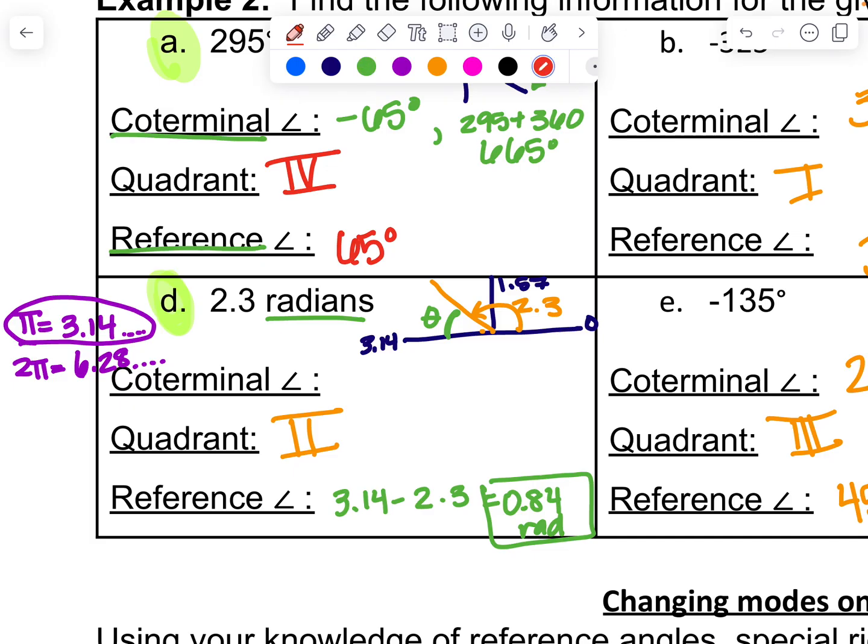Coterminal angles. We're just going to look in that negative direction. So I could take 2.3 and either add or subtract 2 pi. Well, 2 pi is the same as 6.28, so I could add or subtract 6.28 to get those coterminal angles. That would give me those angle measures. So just because we don't see pi does not necessarily mean that it's not in radians, but we need to be able to use those values as decimals as well.